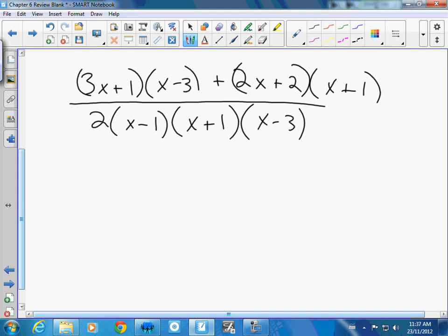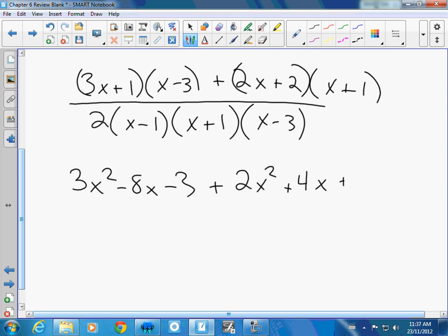FOIL. There we go. So 3x squared, that's going to be negative 9 plus 1, so that's going to be negative 8x minus 3, is that correct? Plus 2x squared, what's that going to be? Plus 4x plus 2, is that correct?